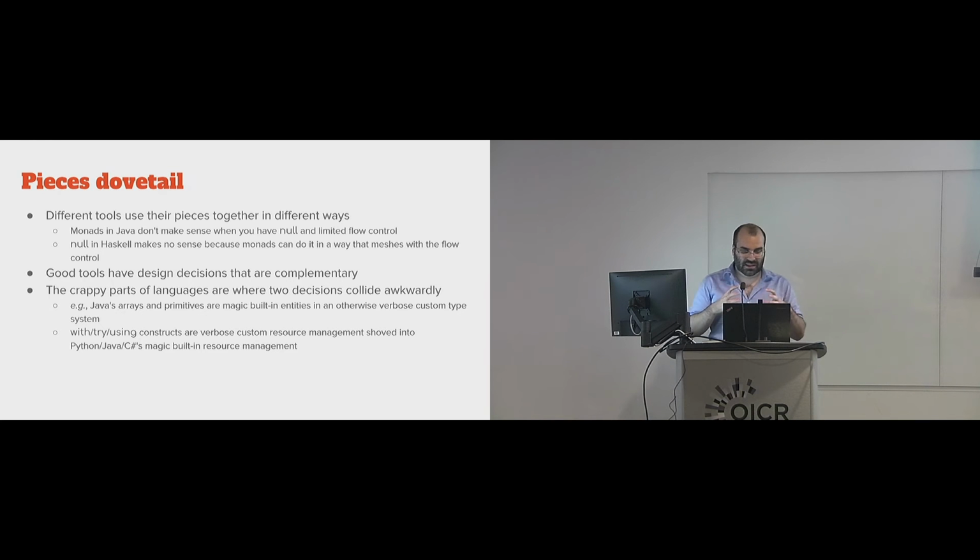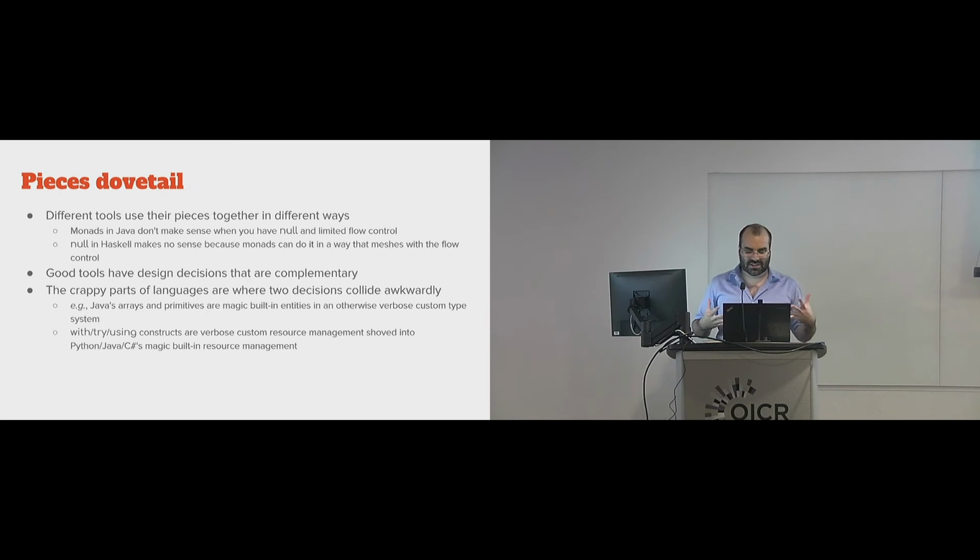And importantly, the different pieces really connect. So yeah, why would you want an optional monad when you have null and exceptions? Like, it doesn't make sense. Similarly, adding null to Haskell is like a stupid idea because everything is monads. Why wouldn't you just use an optional monad?